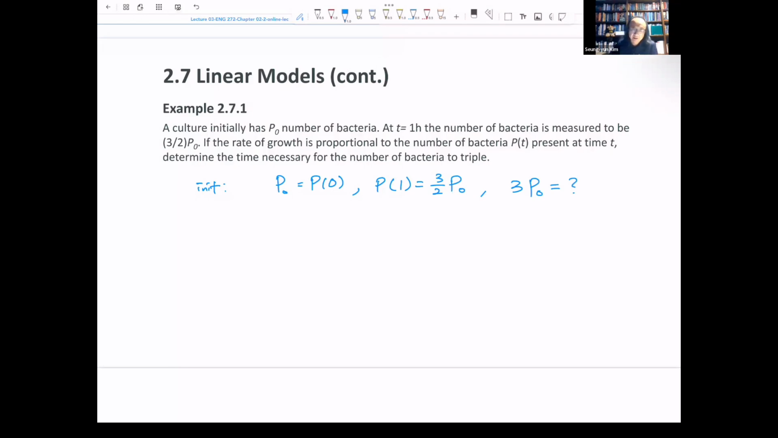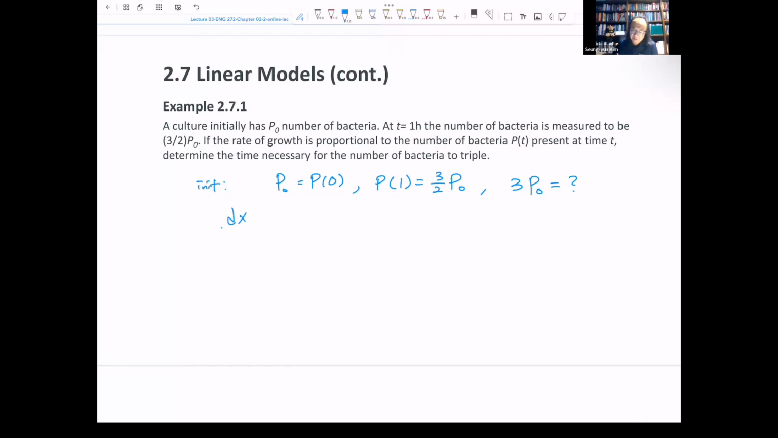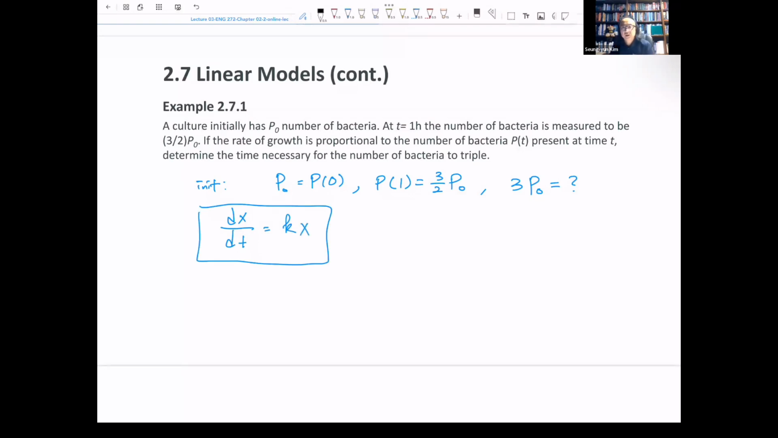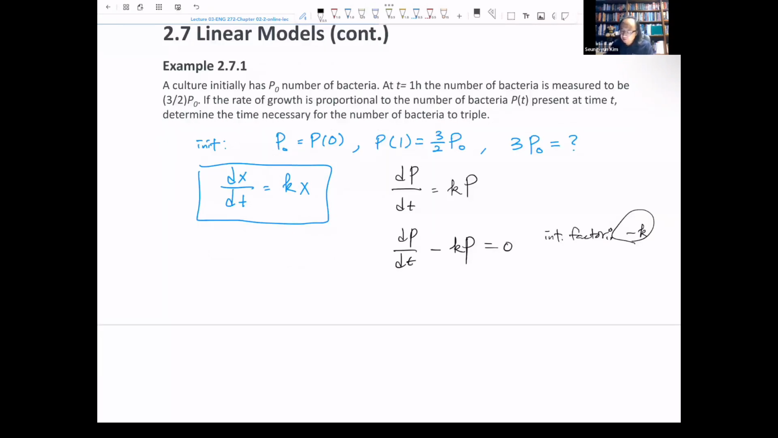And the growth and decay model is dx over dt equals kx. Since this problem uses P as a variable, we can say dp over dt equals k times P. And then I'm going to move kP to the left-hand side, then dp over dt minus kP equals 0. It is a linear model, so the integrating factor is going to be e to the integral of negative k dt. So that is e to the negative kt.